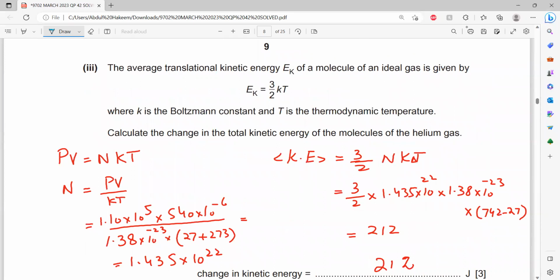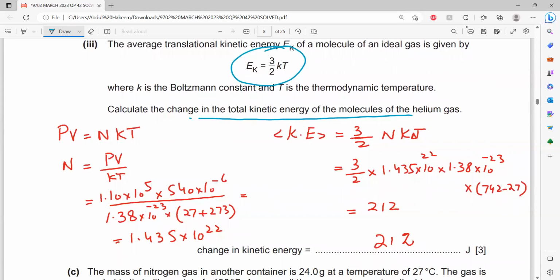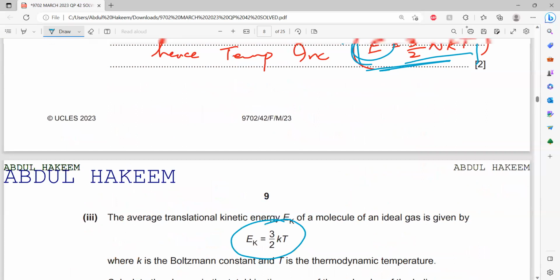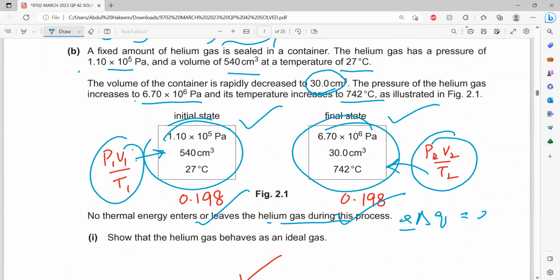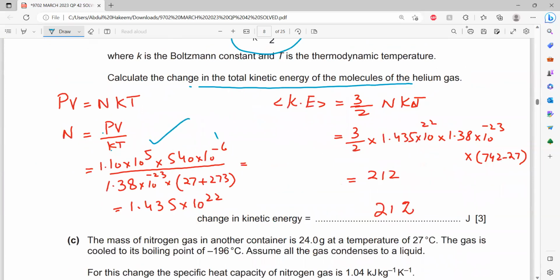Next, the average translational kinetic energy of a molecule is given by 3/2 kT. This is the kinetic energy of one molecule. Calculate the change in the total energy. So first we will calculate the number of molecules. PV is equal to NkT, so N will be PV over kT. You can take any information. Suppose we take this first one. So it's pressure, it's volume, but you have to convert this to meter cubed, 10 power minus 3. This is k, and temperature in Kelvin. This is the number of molecules present in the gas.